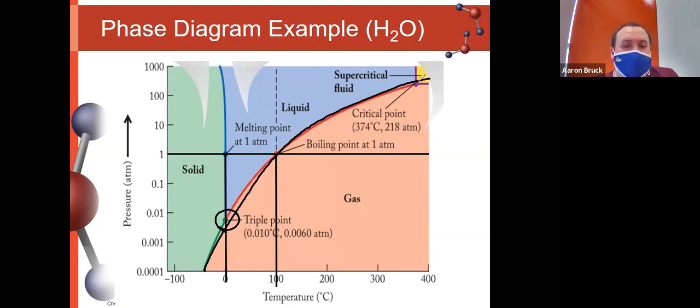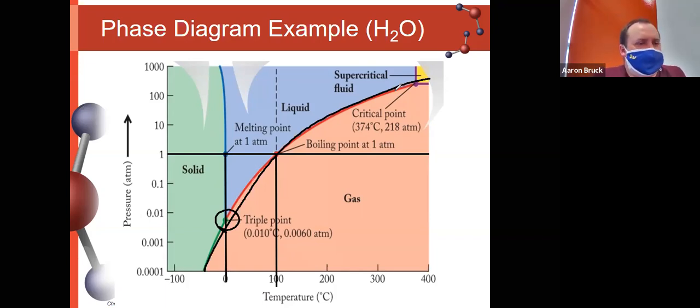Water does have a supercritical point. It's not one that we can easily obtain. 374 degrees Celsius is hot, much hotter than we can withstand. 218 atmospheres is a lot of pressure. It's about 3,200 PSI. Certainly we have tanks that are capable of holding that kind of pressure, but it's not something that we could sustain very easily. It's certainly not as attainable as carbon dioxide was.